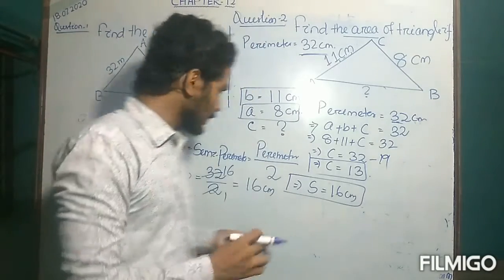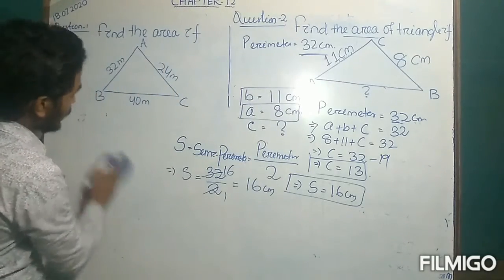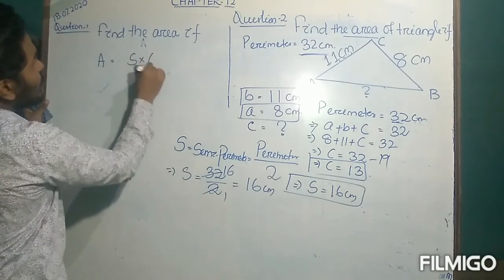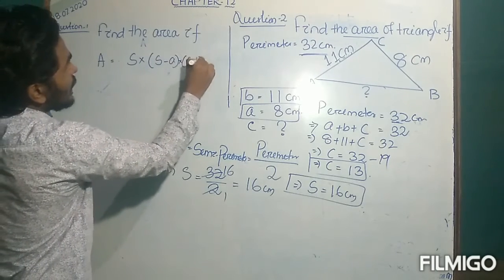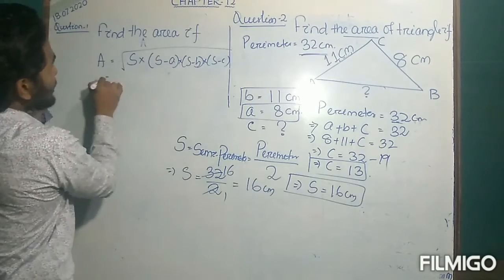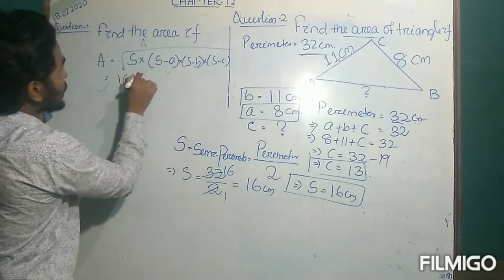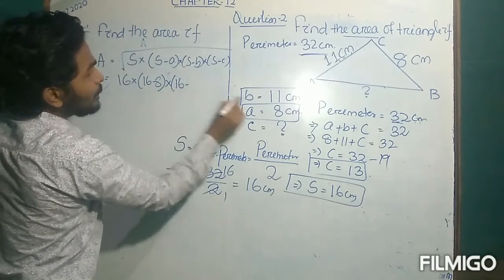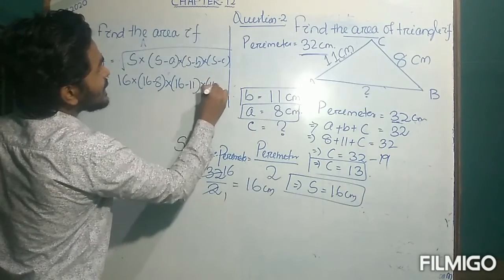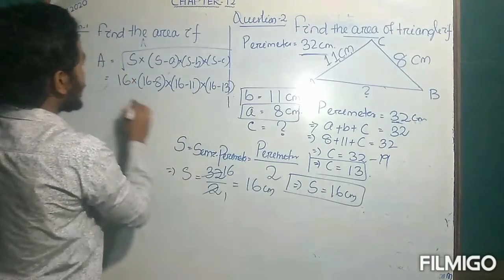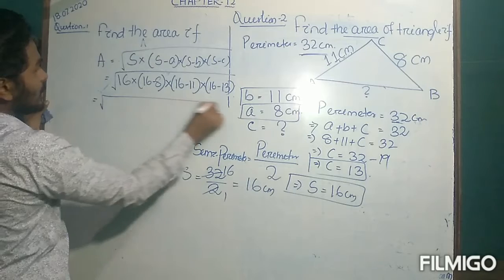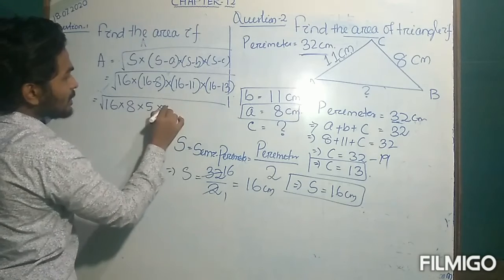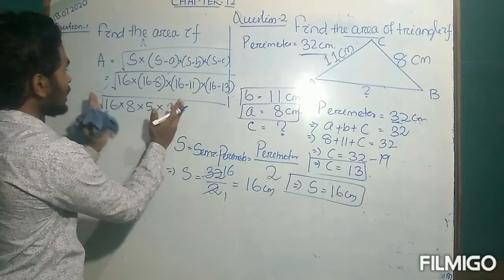Now we will find the area. So the formula of area we will put here. The area formula is square root of S into S minus A into S minus B into S minus C. S here is 16, into 16 minus A, which is 8, into 16 minus B, which is 11, into 16 minus C, which is 13. Clear? Now write down this: 16 into 16 minus 8 is 8, 16 minus 11 is 5, 16 minus 13 is 3. Okay, now we have to find the square root.